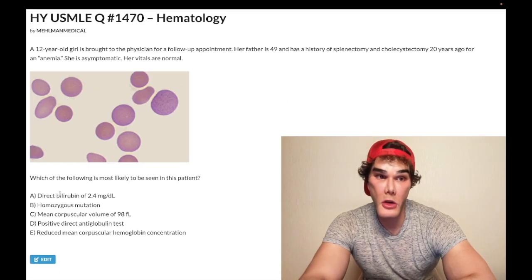So choice A is wrong: direct bilirubin 2.4. You say, well, I don't know the normal ranges. That's fine. Total bilirubin should be around 1, and direct bilirubin should be around 0.1. Most of it should be indirect, about 0.9 of it. But regardless, a direct bilirubin of 2.4 is very, very high for direct. Direct shouldn't be elevated, at least appreciably, in increased RBC turnover.